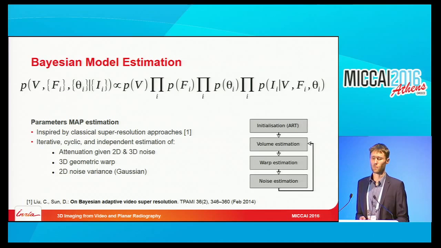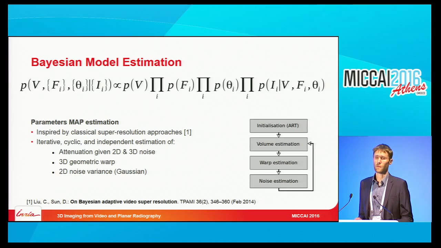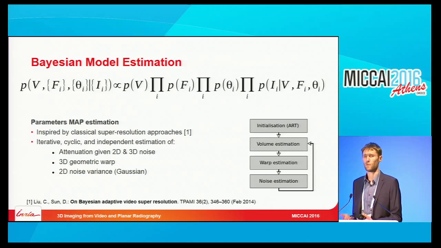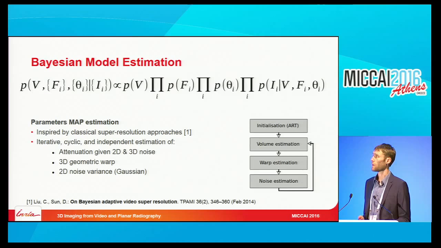And so we initialize our volume with another tomography technique like ART. And then we cycle through estimating the volume given the 3D noise and the 2D noise. Then we estimate the 3D noise knowing the volume and the 2D noise. And finally, we can estimate as well the 2D noise. I'm going to now go a bit more into detail into that.